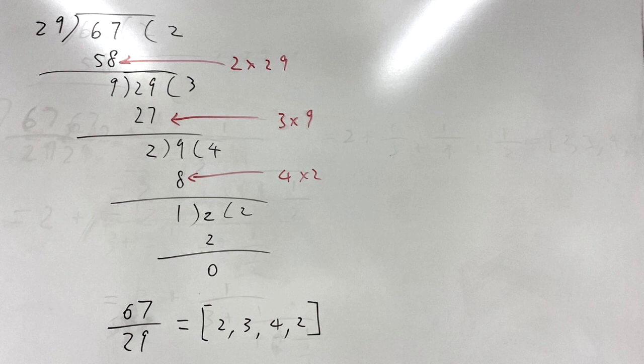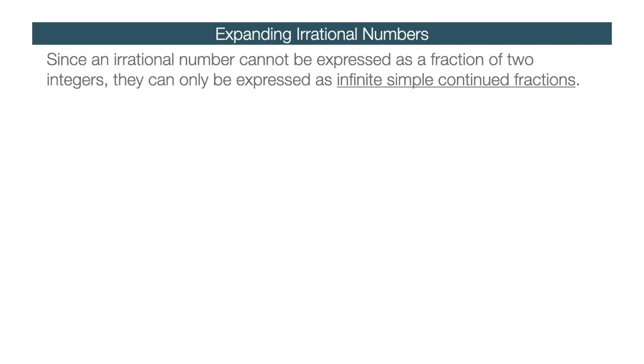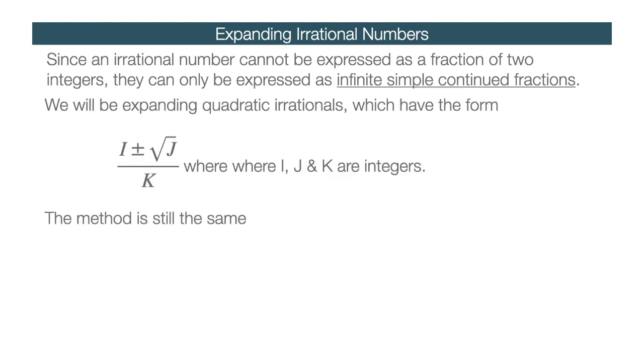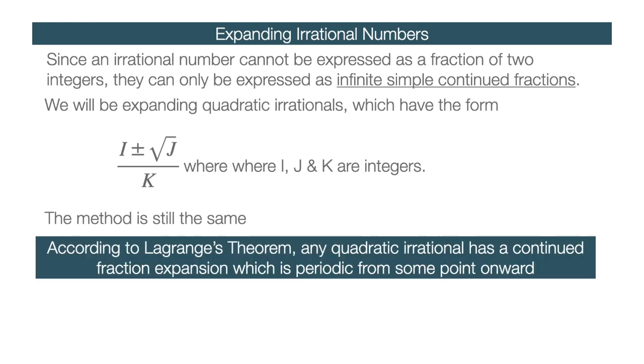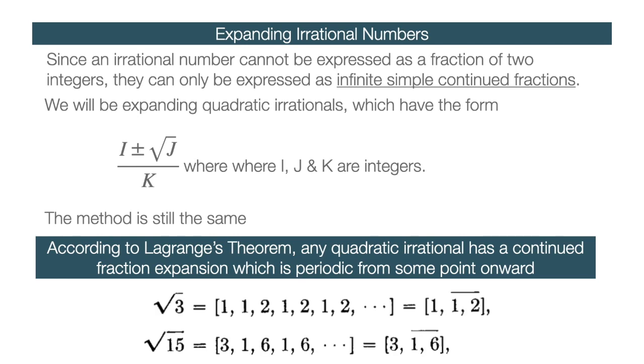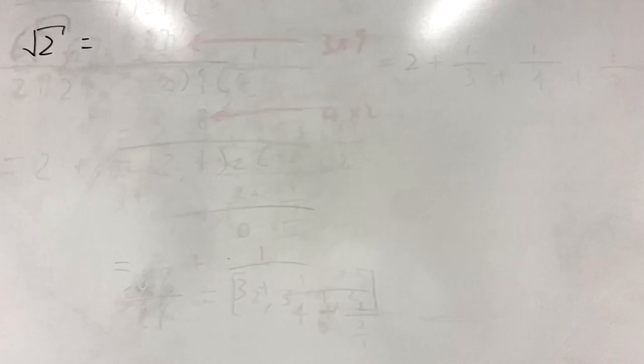Since an irrational number cannot be expressed as a fraction of two integers, it can only be expressed as an infinite simple continued fraction. We will be expanding quadratic irrationals, which have the form i plus or minus root j over k, where i, j, and k are integers. The method is still the same. According to Lagrange's theorem, any quadratic irrational has a continued fraction expansion that is periodic from some point onwards. Here is an example.